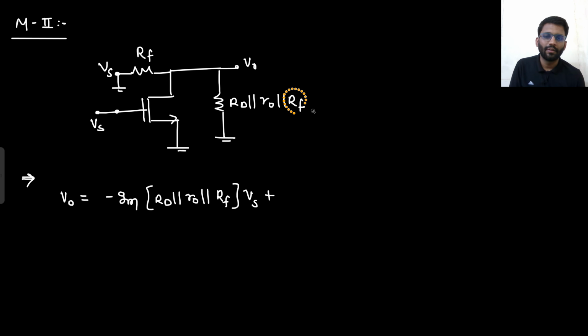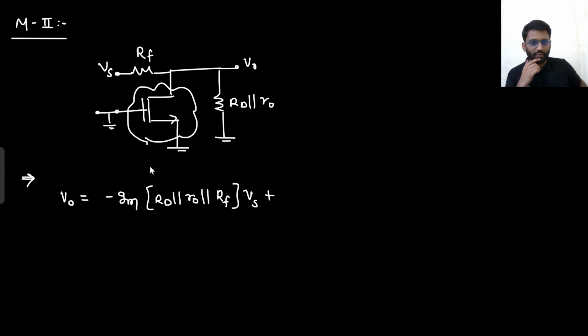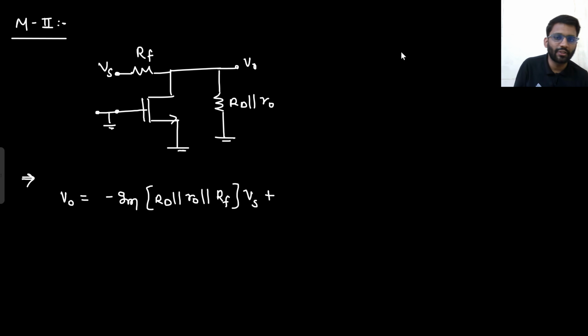Now what will I do? I will consider only this Vs, and this will be grounded. Now if this is grounded, then what will happen? There is no current in this MOS. If Vs is grounded, there is no current in this MOS. Say yes or no. So this will simply be open circuited. If this is open circuited, then what will be the scene?